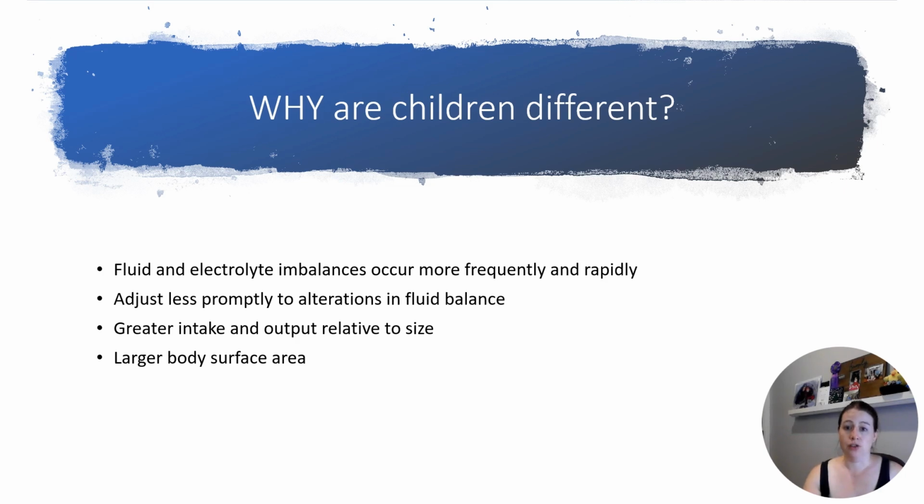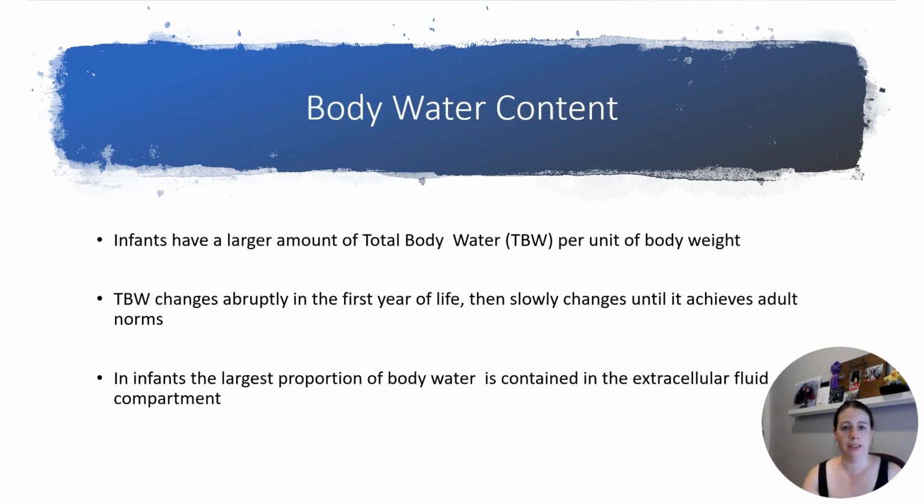They have a larger body surface area in relation to mass of active tissue, or greater body surface area per kilo of body weight compared to adults, and this predisposes them to greater insensible losses, especially through skin. As we've already reviewed, their respiratory and metabolic rates are higher, so they can dehydrate rapidly.